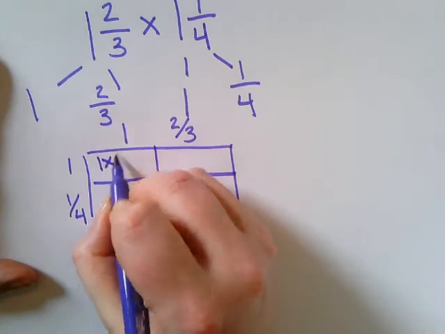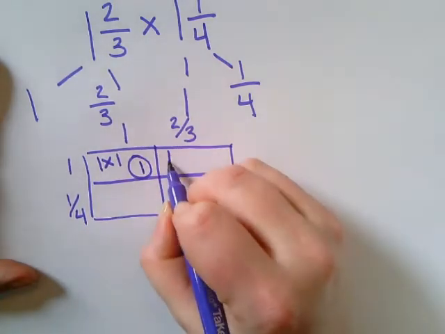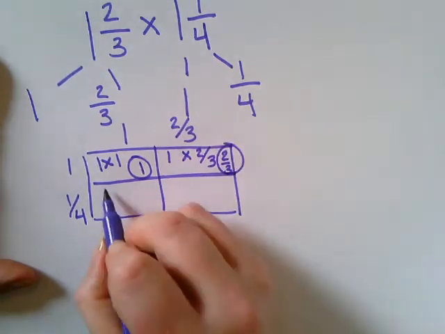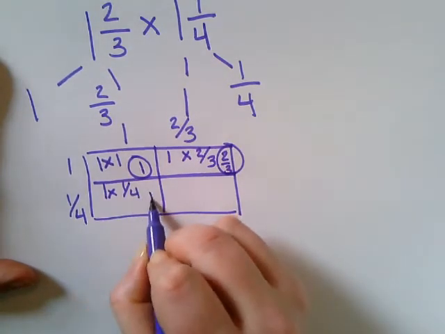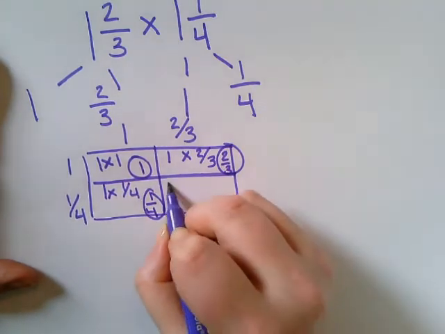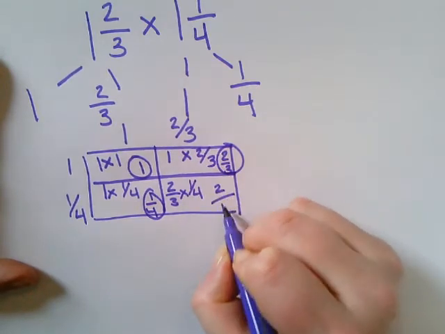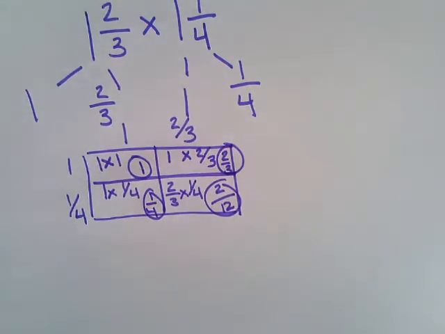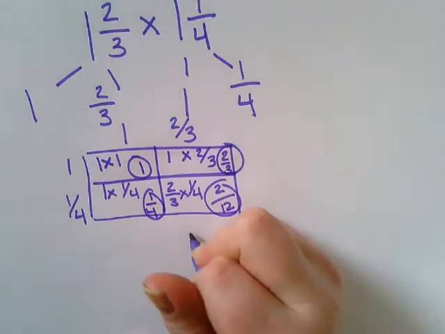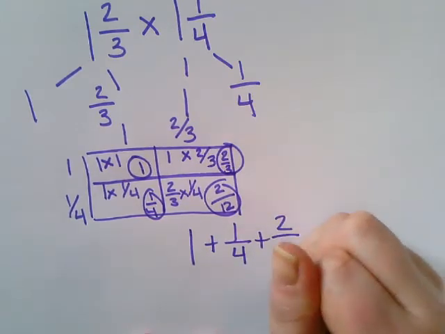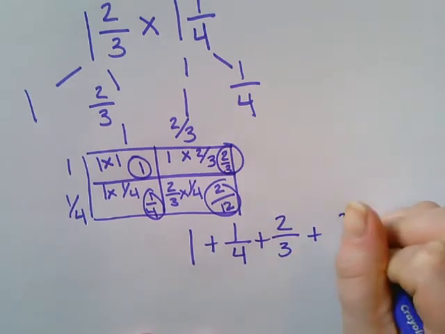I have 1 times 1, which is 1, 1 times 2/3, which is 2/3, 1 times 1/4, which is 1/4, and then 2/3 times 1/4, which would be 2/12. Now, taking a look at this, we need to make sure that we add all of our numbers up together. So we have 1 plus 1/4 plus 2/3 plus 2/12.